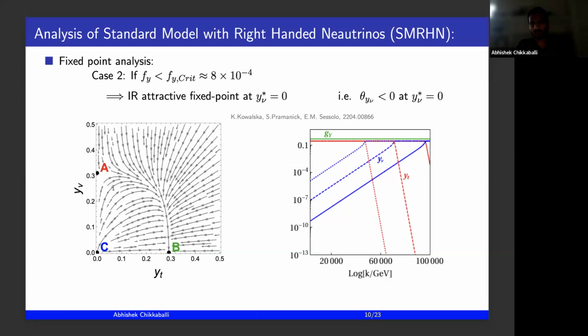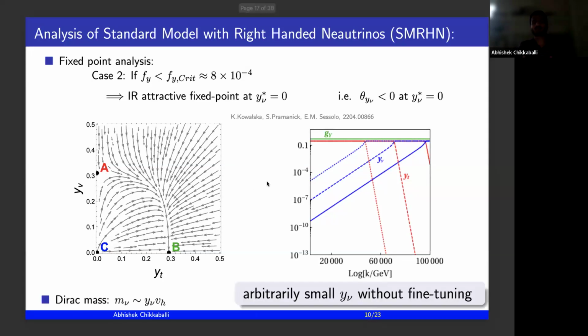A few of these trajectories from the fixed point down to here are shown in this plot as these blue curves. As you can see, it is possible to obtain an arbitrarily small value for this Yukawa coupling in this kind of setup, based on different starting points in the UV. So this allows us to have an arbitrarily small Dirac mass for the neutrinos.